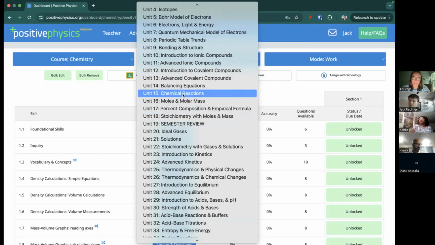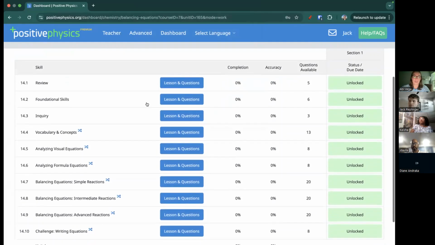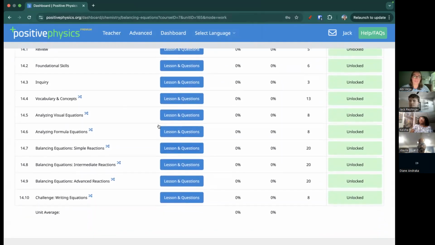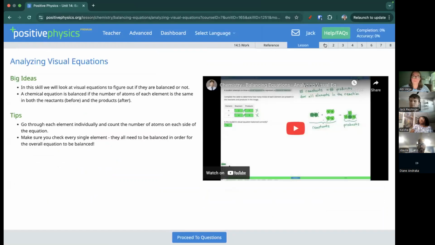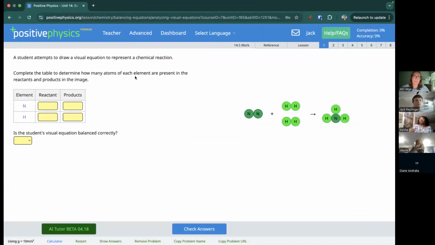For our balancing equations unit, I'll just show you an example question. This one's a really simple introductory question, just to show you how it works. Students will enter their answers, and here they literally just have to look at this image, count how many of each we have, and then determine: is the equation balanced or not? So for this one, I would count, I've got 2 nitrogens in the reactants, and I can check that, and it goes green straight away if I get it right.